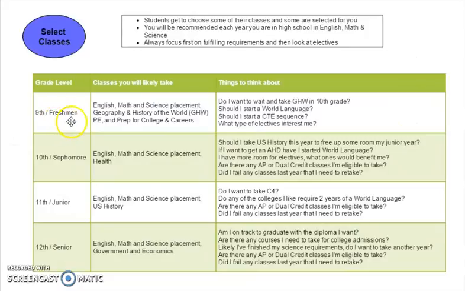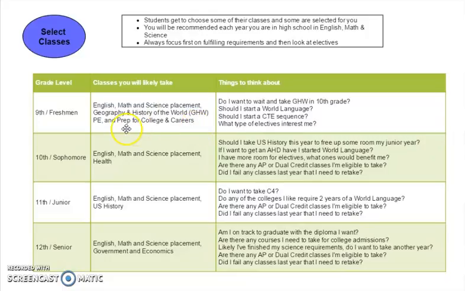As incoming freshmen, you will be placed in an English, Math, and Science course. You will need to take Geography and History of the World for most diploma tracks, so if you need to take that, you can choose to take it either as a 9th grader, or some people may elect to take it in 10th grade. The same goes with PE. All students are required to take a basic PE 1 and 2 credit, and most often it is done during the freshman year.